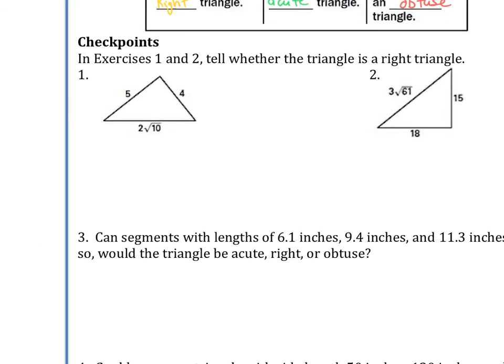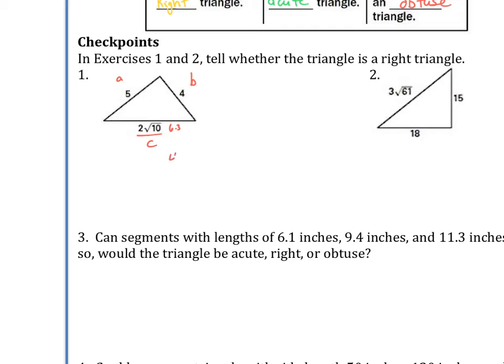And so the checkpoint says, in exercise 1 and 2, tell whether the triangle is a right triangle. And then let's actually talk about what it would be if it's not a right triangle. So in this one, the biggest side, we got to find out, what is 2 square root of 10? 2 times the square root of 10 is 6.3-ish. So this is the biggest side. The other sides are a and b.